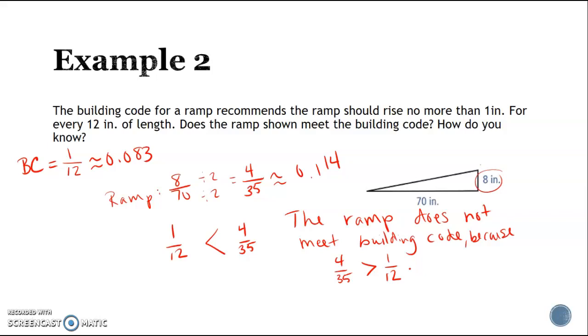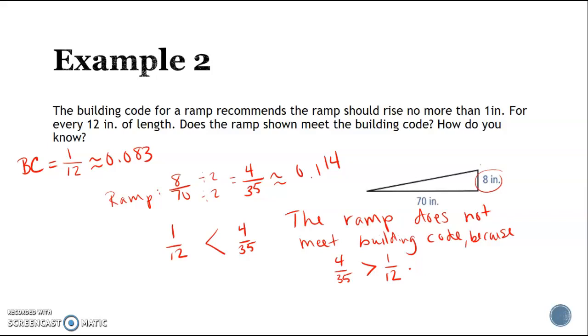And all that was for slope. And that building code, think about your ramps for handicap ramps. Those have to be at a certain restriction. Otherwise, if it's too steep, then it's hard to wheel yourself up those ramps. So those are just things that people have to think about when building buildings.